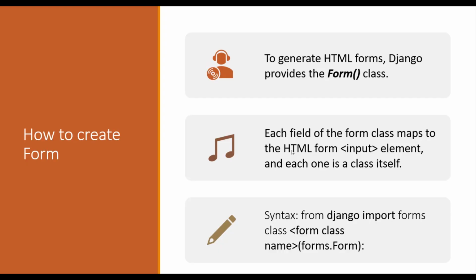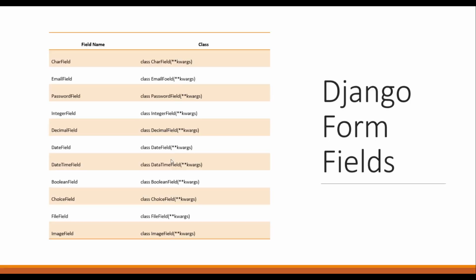The syntax for creating the form is: from django import forms. This is the library which we import. After that we have to mention the class keyword. Then we have to pass the name of the class, and in parentheses we have to specify forms.Form, which is the class of the form, and we have to write this code in the forms.py file. By default the forms.py file is not created, so firstly we have to create this file in our app directory. Now we will move ahead and learn some commonly used Django form fields.